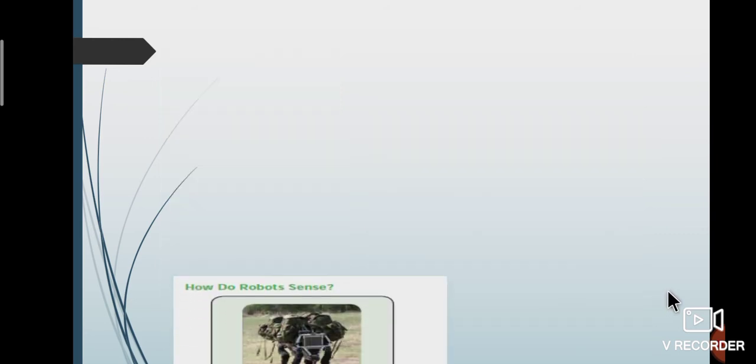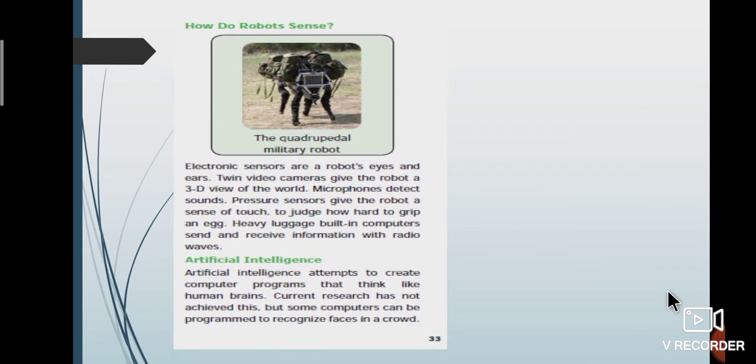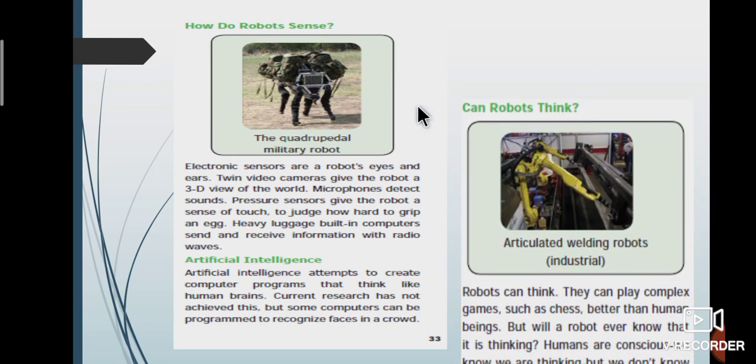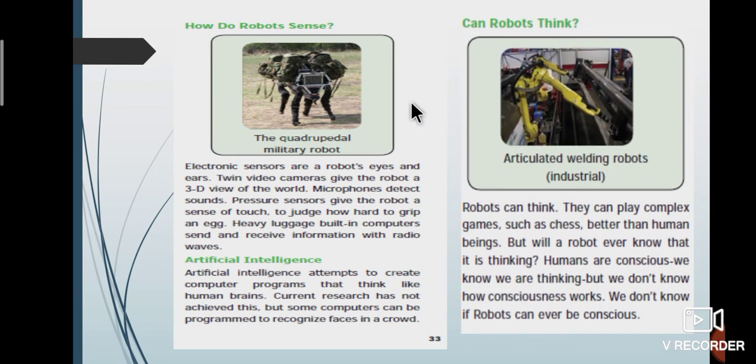Page number 33 explains the senses of a robot. Yes, electronic sensors are robots' eyes and ears. Twin cameras give a 3D view and this page tells about artificial intelligence. Artificial intelligence attempts to create computer programs that think like human brains. This page also explains thinking and playing games like human beings.